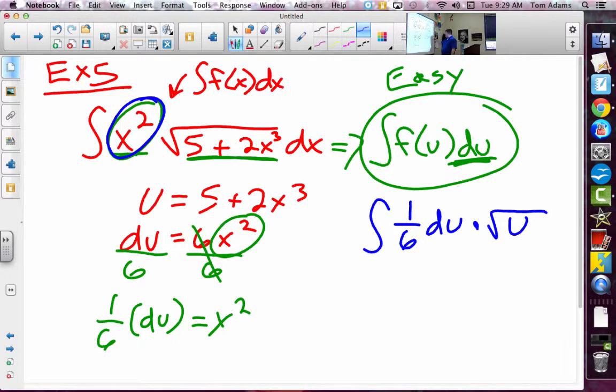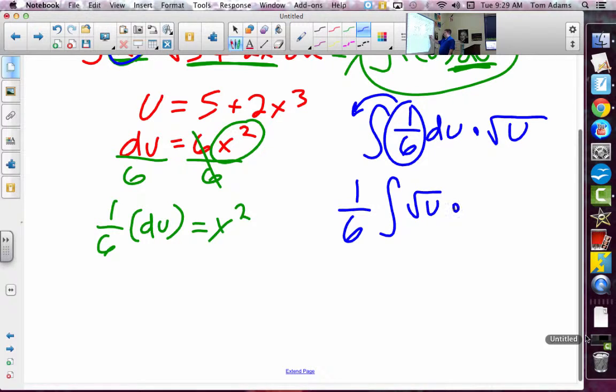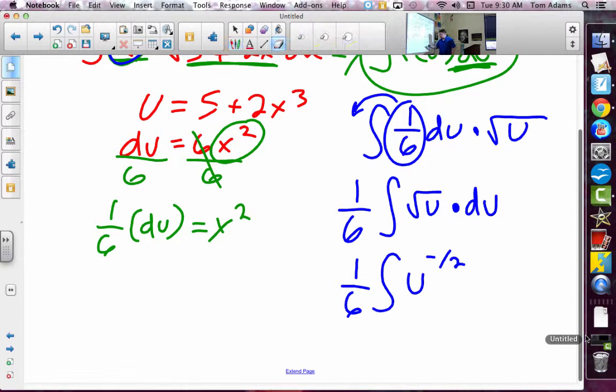Now, in the next step, I'm going to rewrite this. I could take any constant and toss it to the front. So I'm going to say 1/6 times the antiderivative of the square root of u du, or 1/6 u to the 1/2, whoops, not negative 1/2, just 1/2, du. Is that right so far?